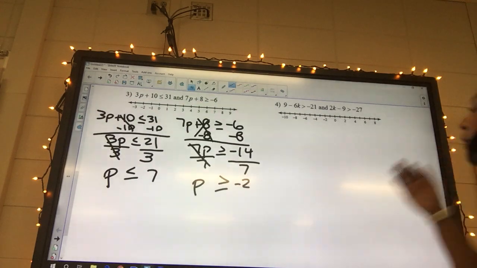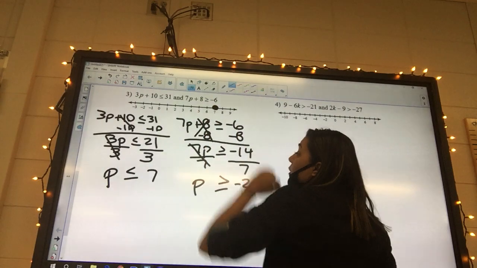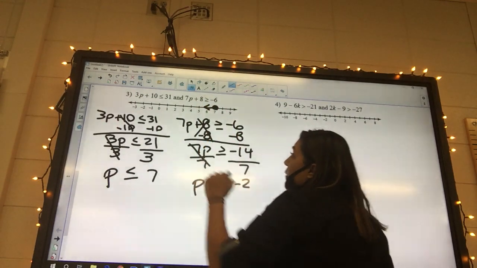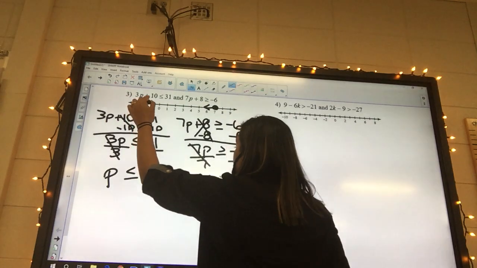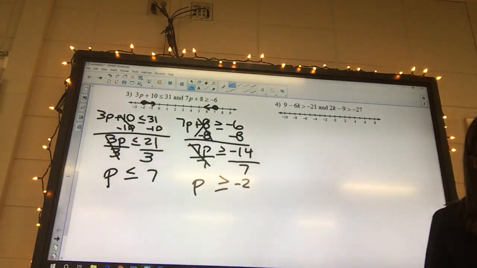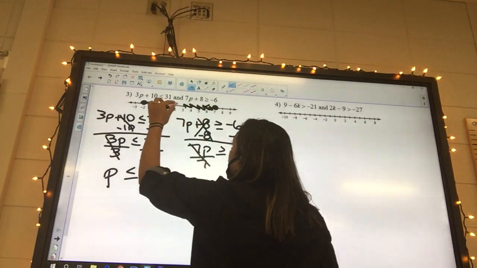Okay, so on my 7, it's going to be closed, going to the left, and my negative 2 is going to be closed, going to the right. And those are pointed in. Is that what it should look like? Yeah, okay, because it's an and problem.